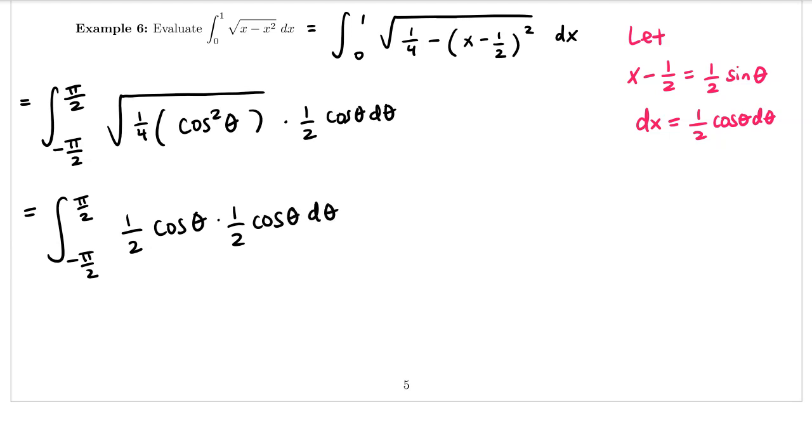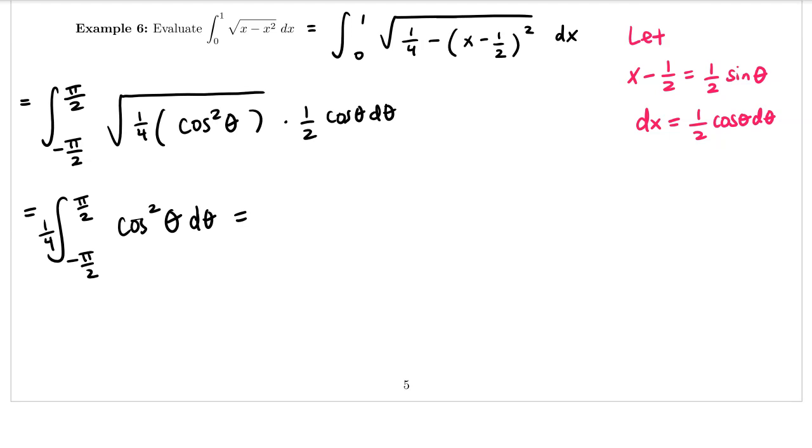I'm going to go ahead and combine those. So 1/2 times 1/2 is 1/4. 1/4 is a constant, so I'm going to factor that outside of my integral. And then we have cosine squared theta d theta. So now my recommendation is to use the power lowering identity for cosine.